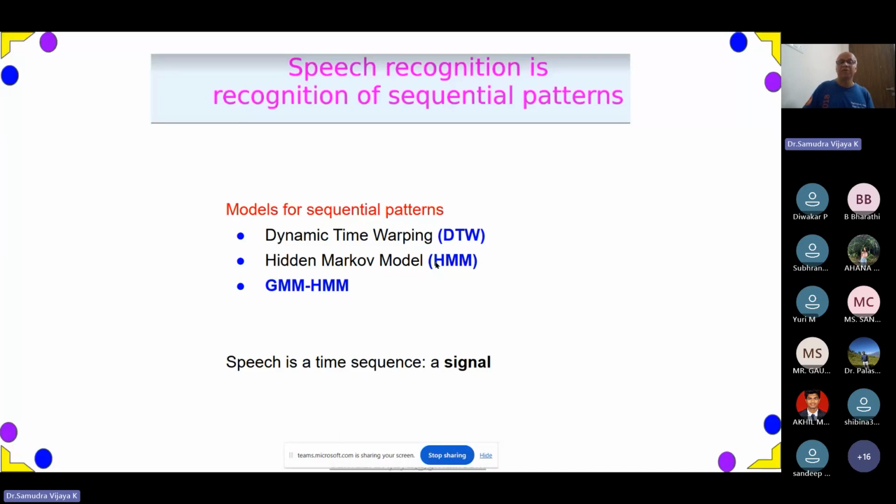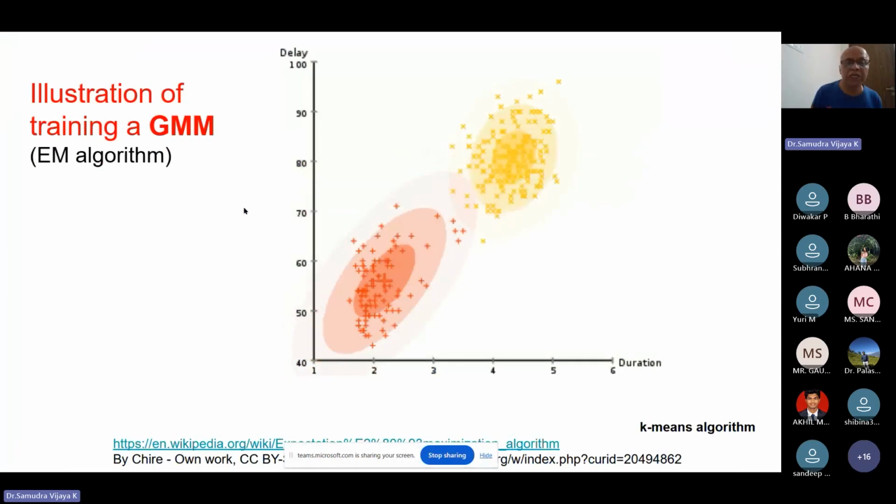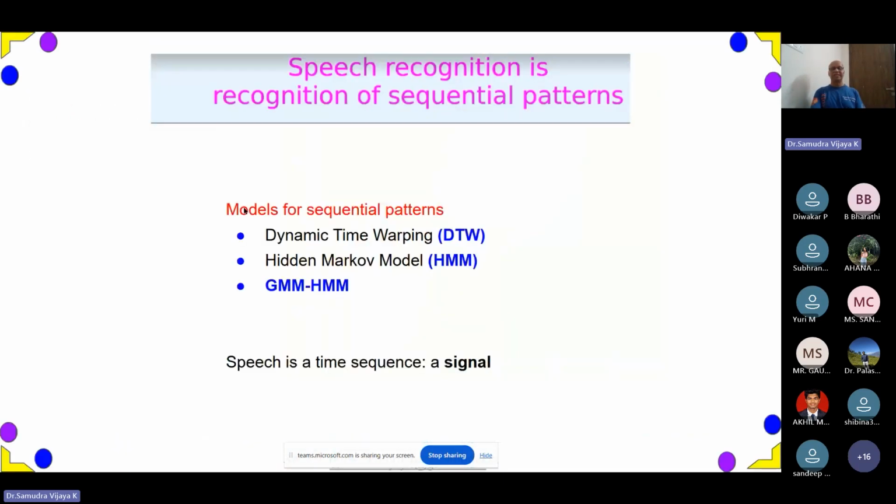And the statistical, probabilistic model is called a hidden Markov model, and in combination with it, the Gaussian mixture model that we talked about here was the popular model for speech recognition till recently. So we are looking at why we need this so-called hidden Markov model. We'll briefly go through that.